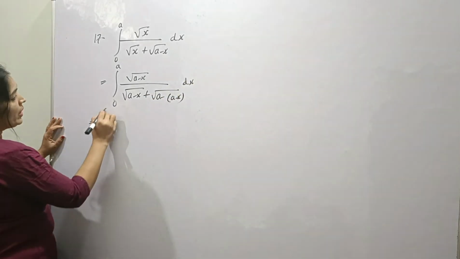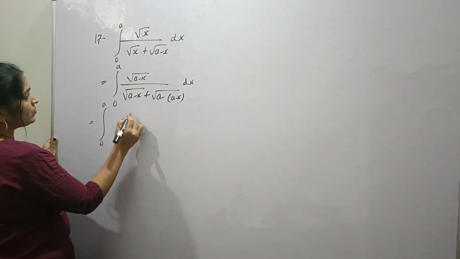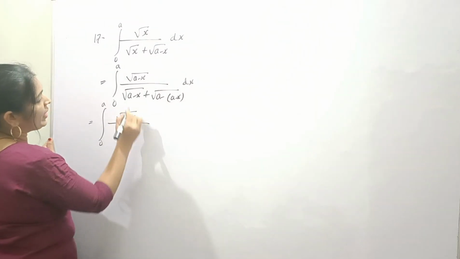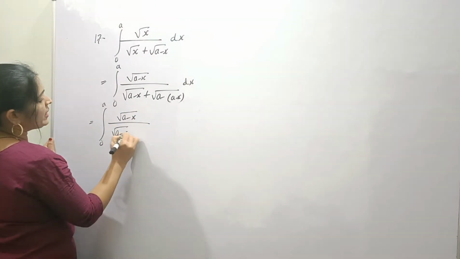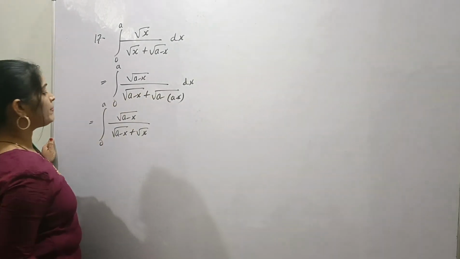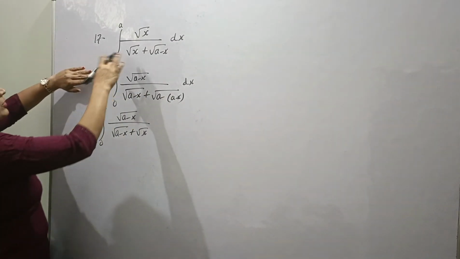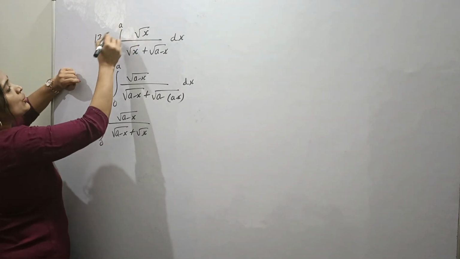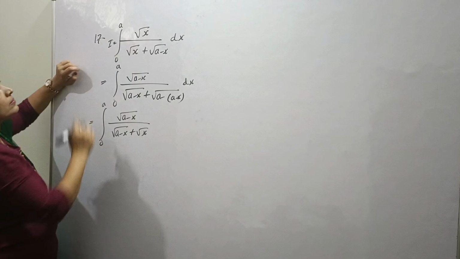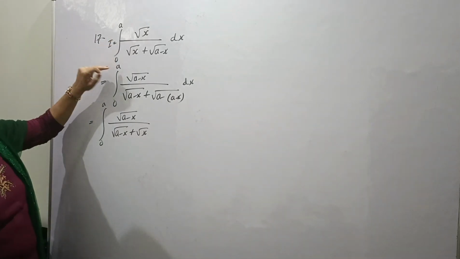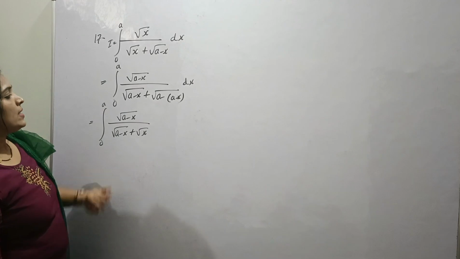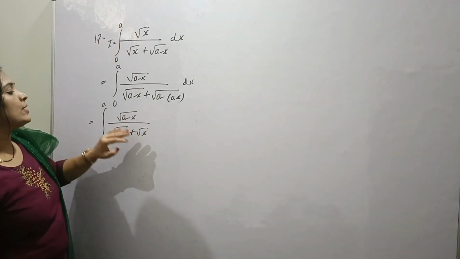That is equal to integral 0 to a root of a minus x divided by root of a minus x plus root x. So here, first of all, we should take this one as I. I is equal to integral 0 to a root x divided by root x plus root a minus x. So we have got this integral is equal to this one.